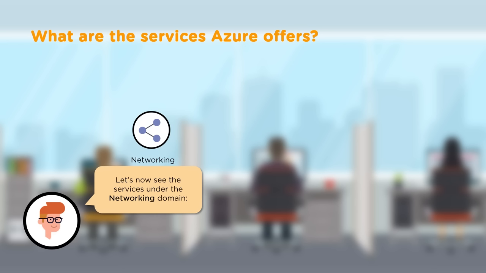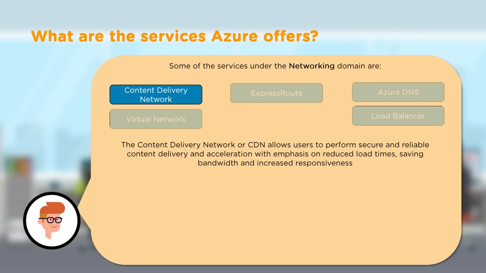Now let's talk about the networking services available in Azure. There are a variety of networking services that Azure offers, and I'm sure it's going to be an interesting one. Let's begin our discussion with Content Delivery Network. The Content Delivery Network, in short CDN, allows us to perform secure and very reliable content delivery. It also helps in accelerating the delivery time, in other words, reducing the delivery time, also called load times. It also helps in saving bandwidth and increases responsiveness to the application.